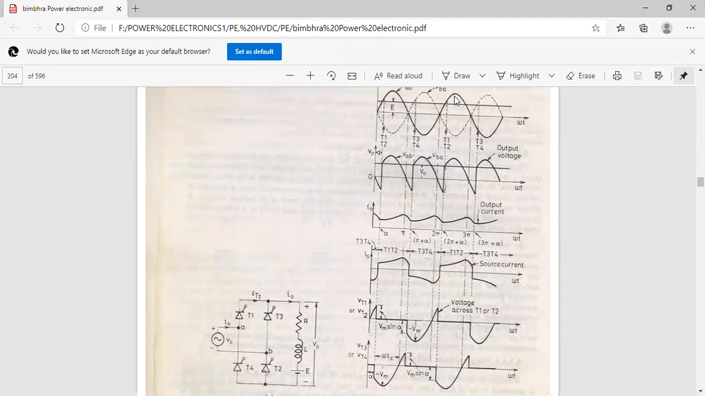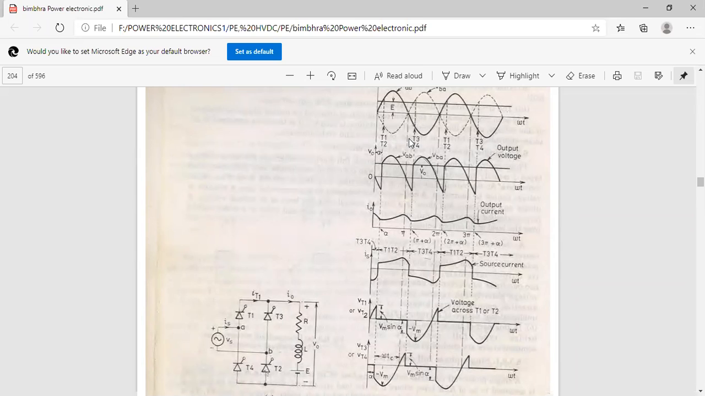Again, during the positive cycle, T1 T2 are on. In the negative cycle, T3 T4. T1 T2, you are giving the firing pulse here. T3 T4 firing pulse, in the negative cycle you are giving the firing pulse here. So from this point, take a straight line. This will be the output voltage until you give the firing pulse in the next cycle. Okay, is it clear?